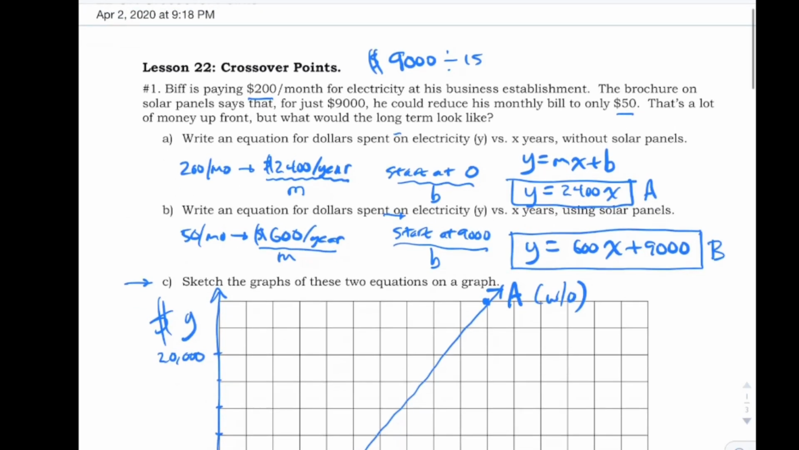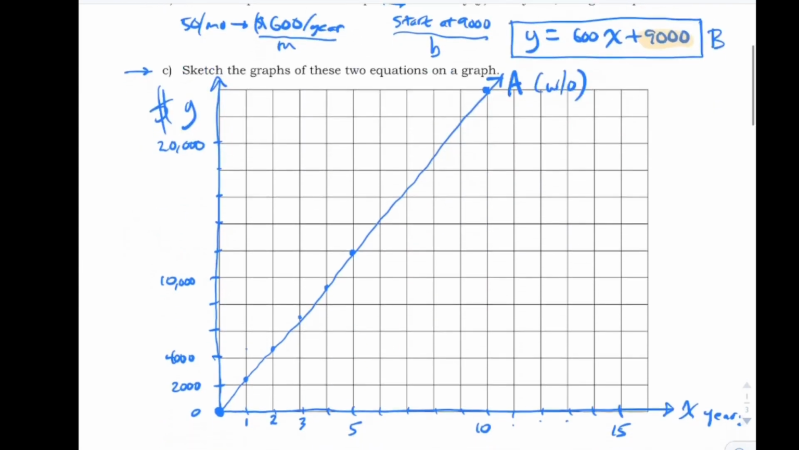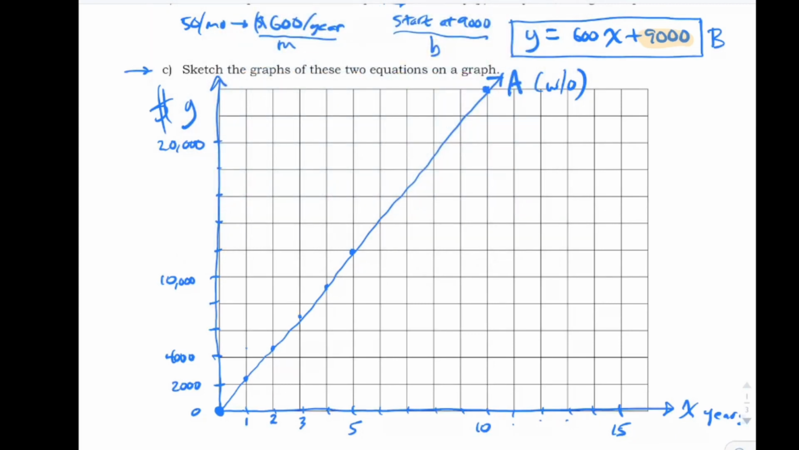600x plus 9,000. So notice this line does have a y-intercept. We're going to start when x equals 0. By the way, notice you could literally plug in x equals 0 and find that y is equal to 9,000. It really is the y-intercept. So y-intercept of 9,000 means we're going to start at 9,000. There's 10,000. There's 9,000. We're starting right about there.